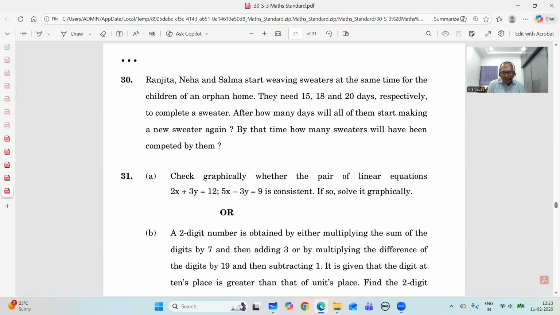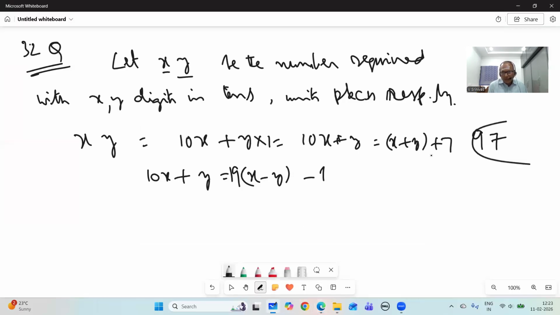So a two-digit number is obtained either by multiplying the sum of the digits, x plus y, by 7 and then adding 3, that is 7 into x plus y plus 3. I'm sorry, this is plus 3. And it is also equal to the difference multiplied by 19 and subtracting 1.